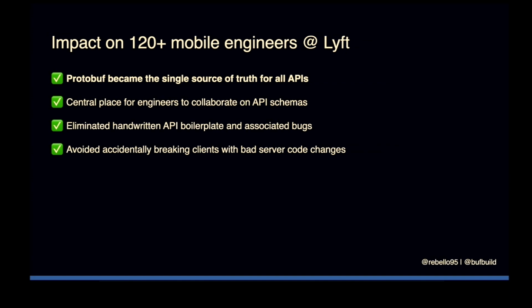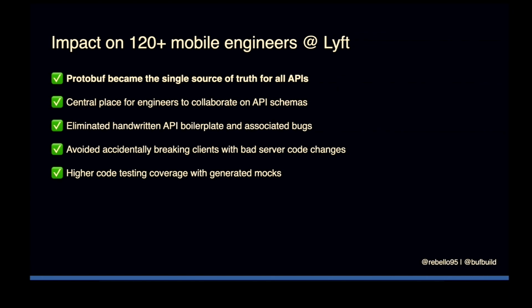We also prevented accidentally breaking clients with bad server code changes. So if in the past we had some Python code or some Go code where the engineer could just kind of change it and ship a change, and hopefully it didn't break a client, when they moved to schema-driven development, that meant that because they're using those schemas for their requests and their responses, someone actually had to go submit a schema change, and someone had to approve it. So it kind of added another barrier to breaking those APIs.